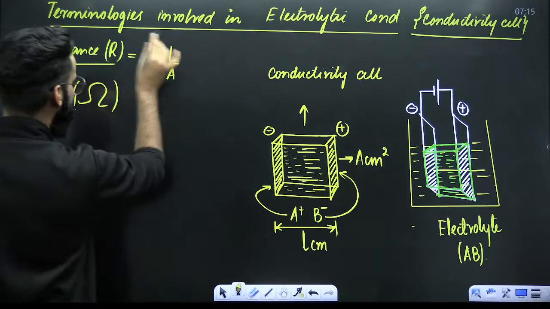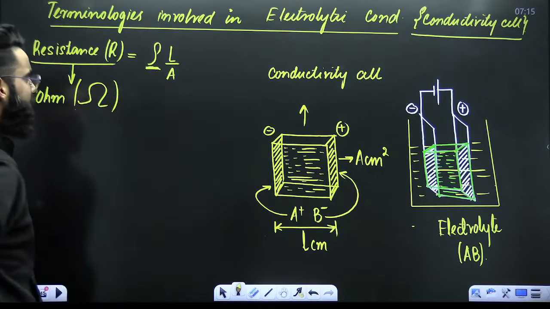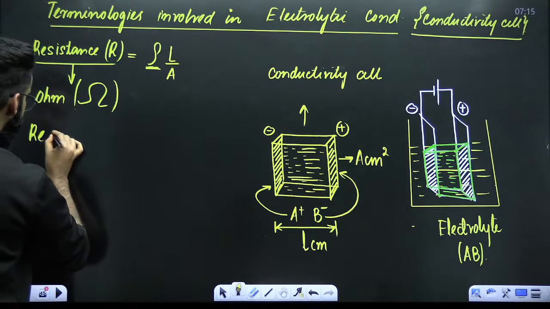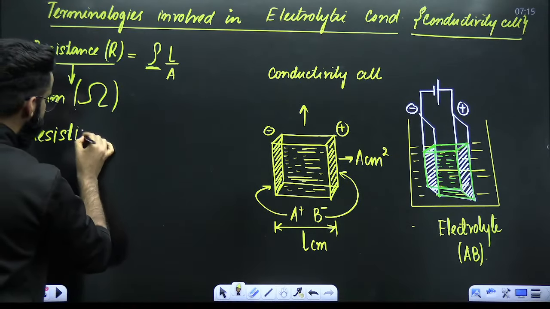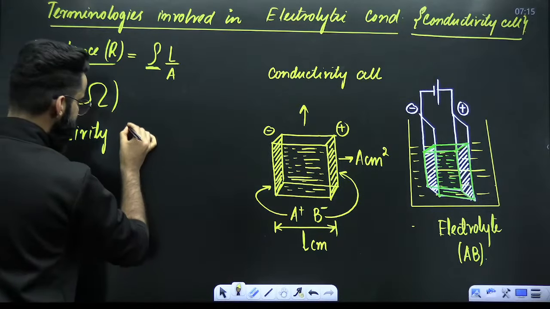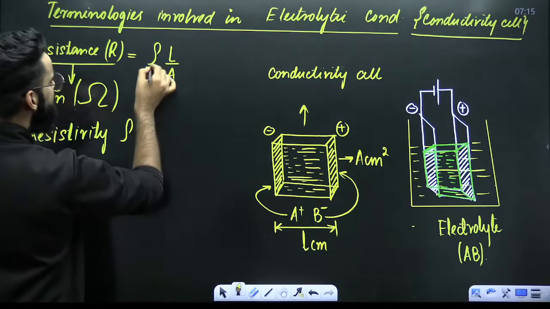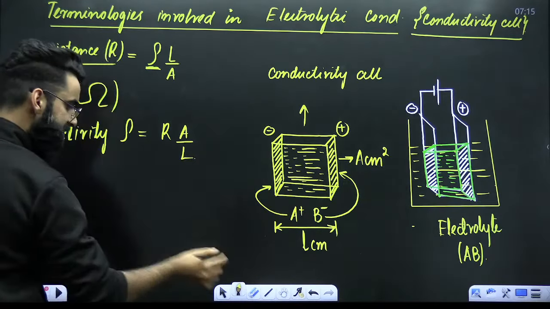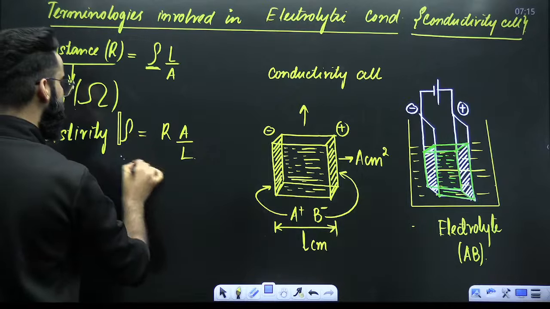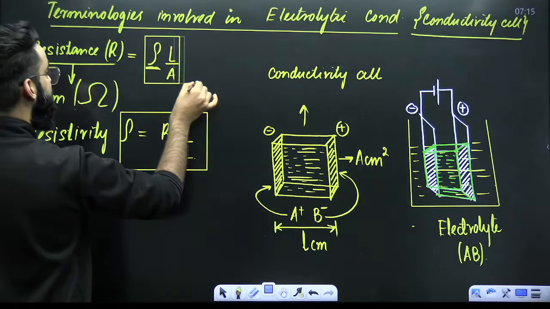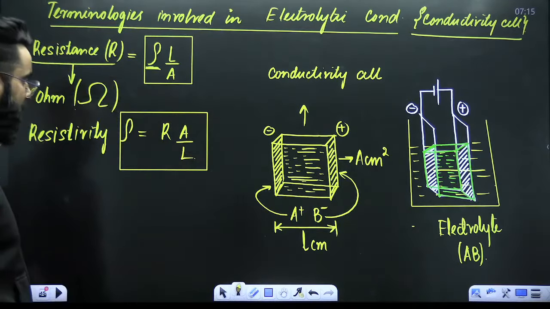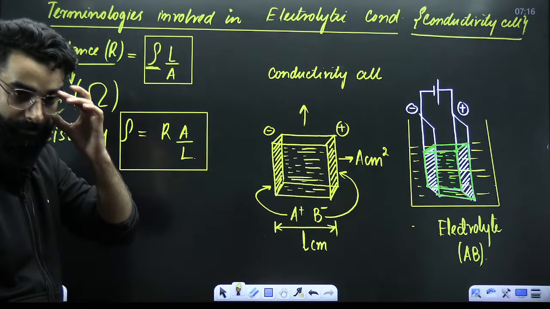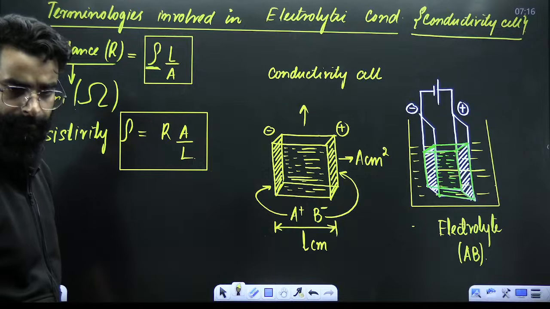Now, my dear students, in this particular expression, what did we get here? We got this term rho. What is rho? Rho is called resistivity. So tell me this rho: can I say rho is equal to RA divided by L? Resistivity rho is equal to RA divided by L. How do you define this resistivity first of all?